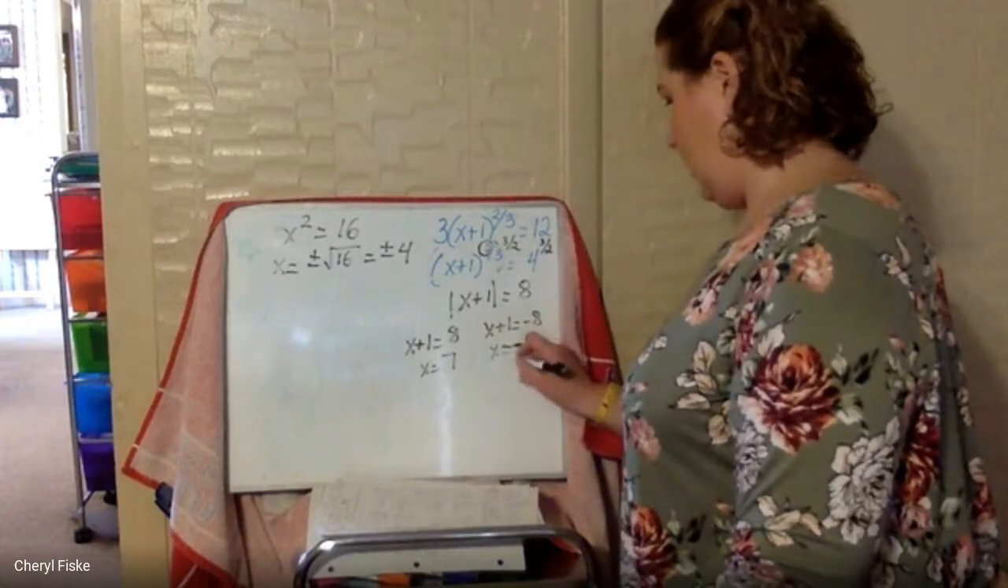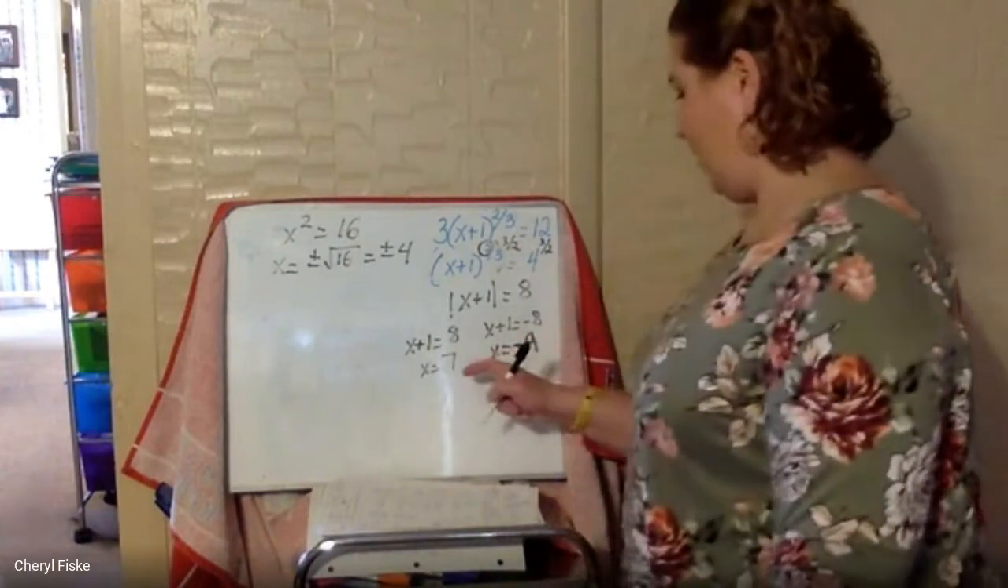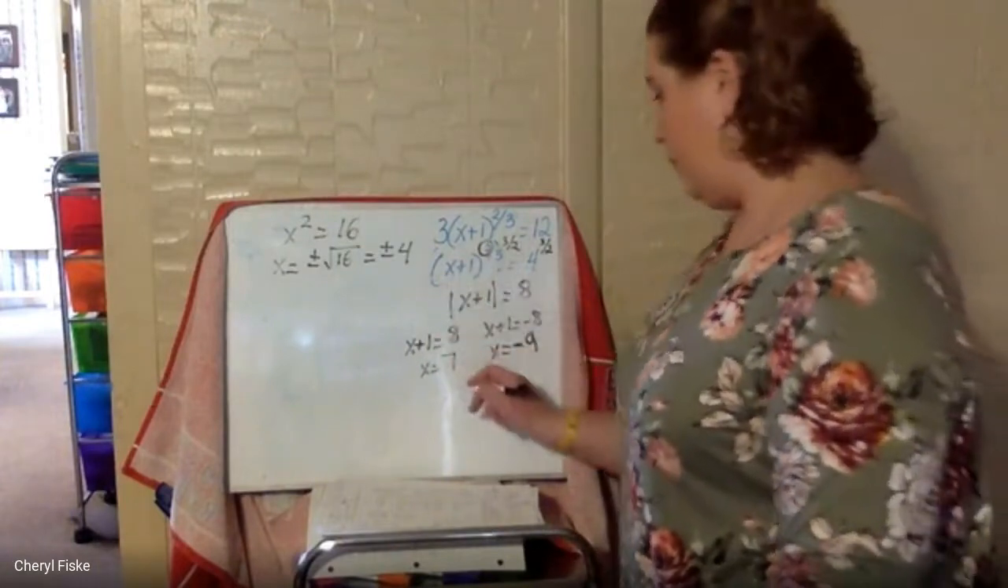Not on this one. So here we get x equals 7 and x equals negative 9. And if you try them, they both work.